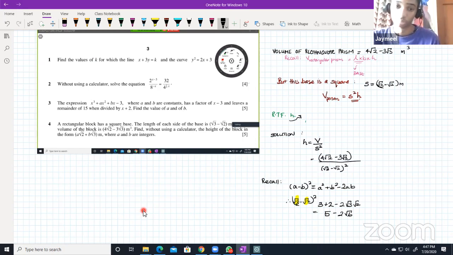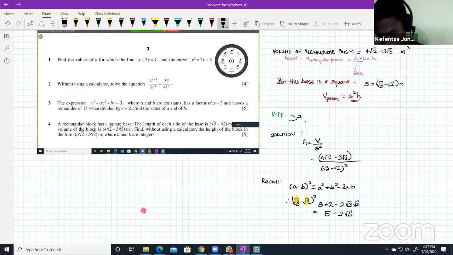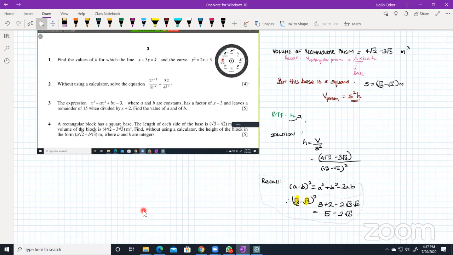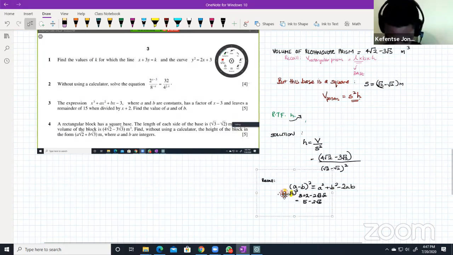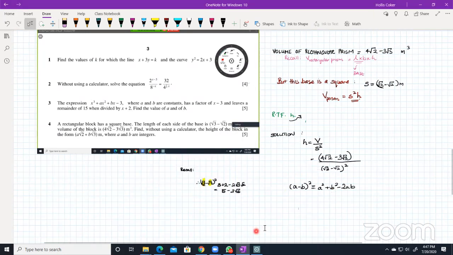All right. So that being the case now, I'll just take a box there. I'll take that and shrink that, and I'll move it. That's just working I was doing in my head. So this will be equal to 4 root 2 minus 3 root 3 all over 5 minus 2 root 6. Agreed? Yes, sir.